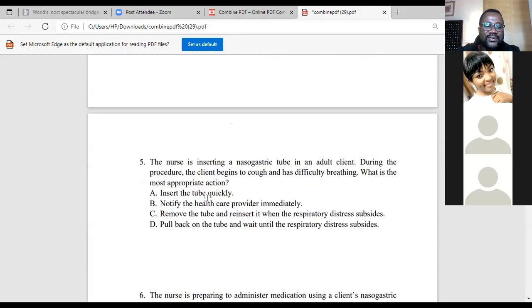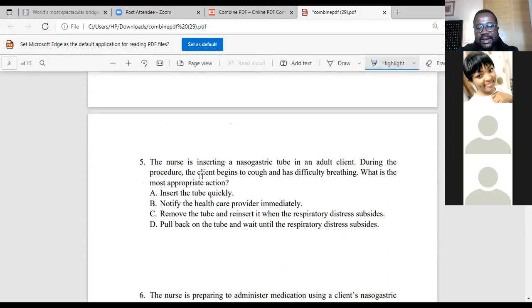Question number 5. The nurse is inserting an esogastric tube in an adult client. During the procedure, the client begins to cough and has difficulty breathing. What is the most appropriate action?